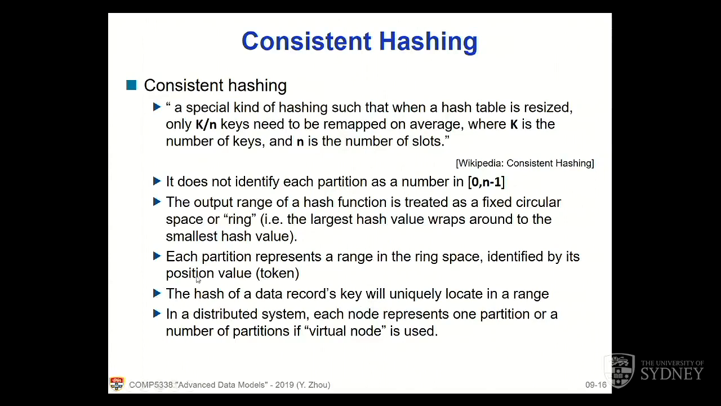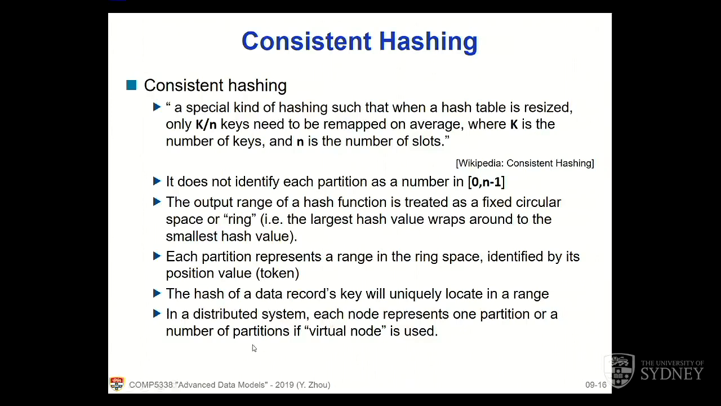So it's identified by a position-like value called a token. We have a ring and we put some tokens randomly around the ring, and each token represents a range. And the hash of a data record's key will uniquely locate the range. So we hash a data record, and we get a hash value, and the hash value is always somewhere in a certain range, right? Because it's always within the output range. And then it will have a unique location, and this location will decide which server basically serves it.